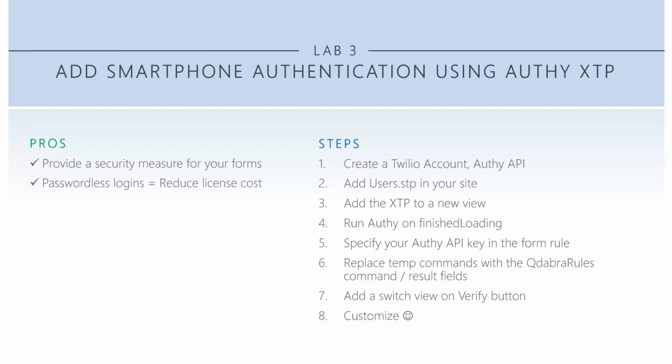Next, we created a separate view for the Authy XTP, and we added a rule in the finish loading to run the Authy form logic. We set the run on load to go, and we specify the Authy API key in the form rules. You need to get your Authy API key from the Twilio site, copy that, and add it in the run on load field where it says set your API key here. It's one of the rules under that field.